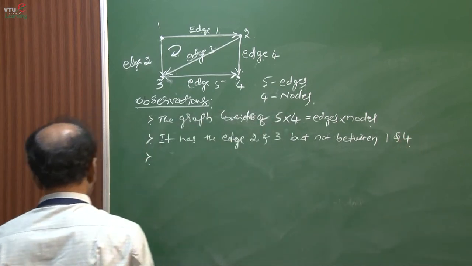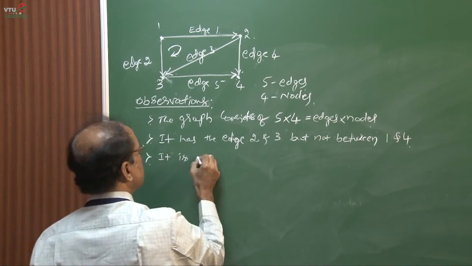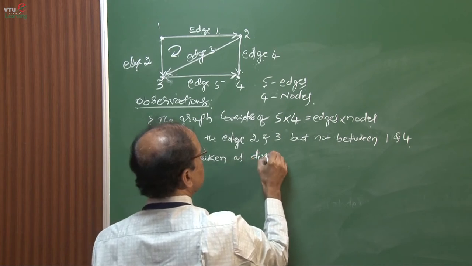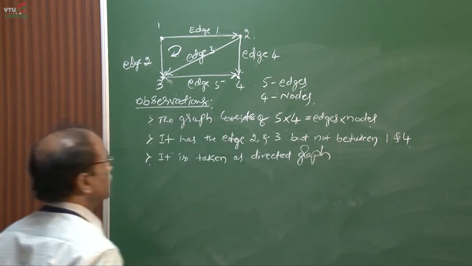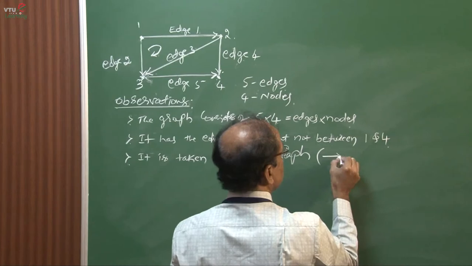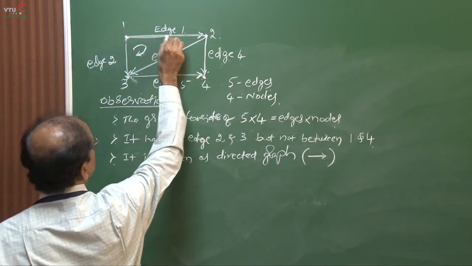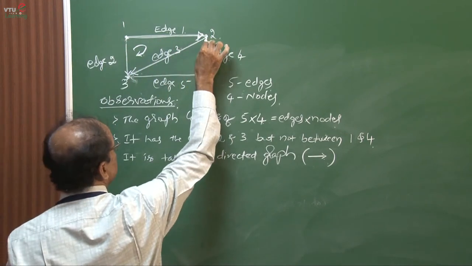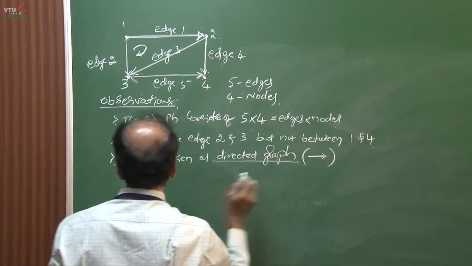Next observation, it is called a directed graph. It is taken as a directed graph. So directed means with the arrow mark like this. So the direction is indicated. From this, it is flowing in this direction, not coming back. From this, it is flowing in this direction, not coming back. So only it is called a directed graph.